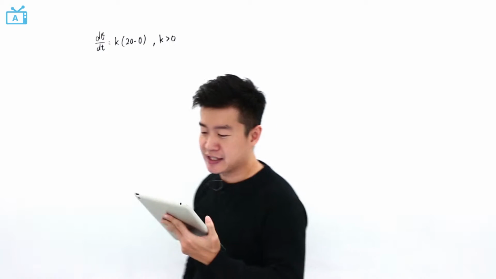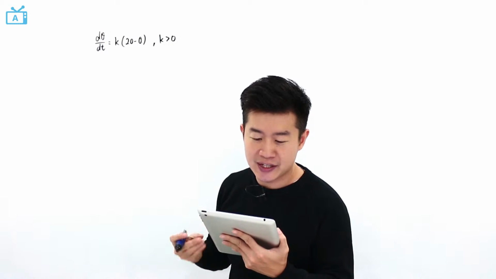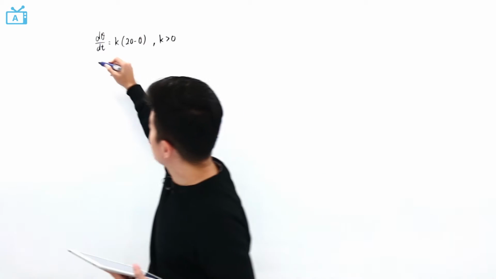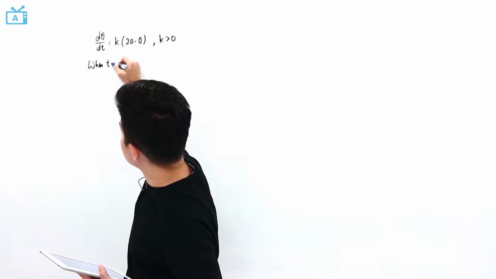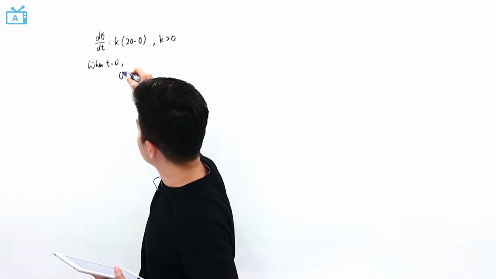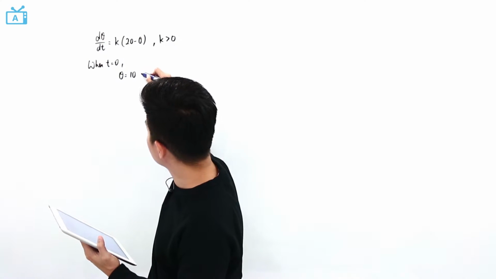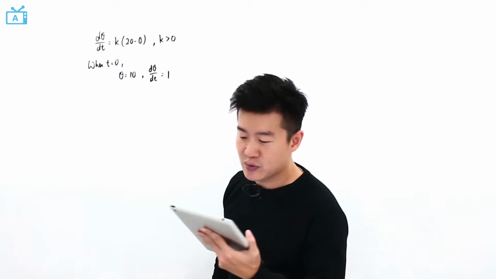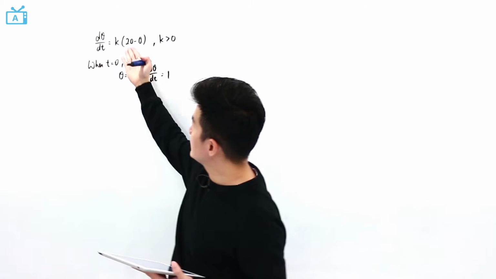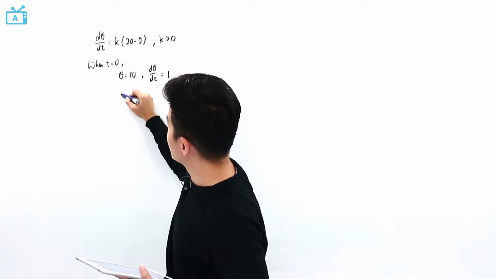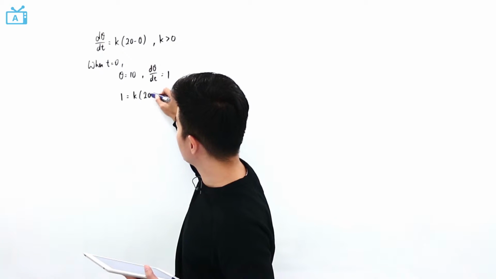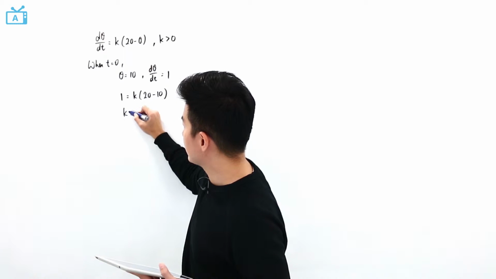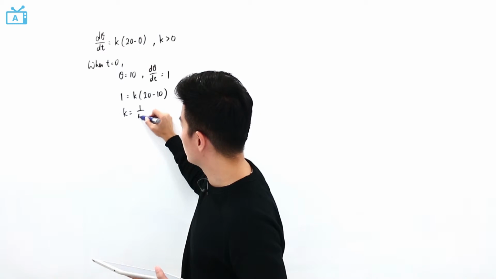The question also told us that initially the temperature of the liquid is 10 degrees Celsius and the rate of increase is 1 degree Celsius per minute. Which means that initially, that is when t is equal to 0, theta is given to us as 10 degrees Celsius and d theta dt is given to us as 1 degree Celsius per minute. If I were to substitute this back into here, that means 1 is equal to k of 20 minus theta. Theta is equal to 10, which means that k over here is going to be equal to 1 over 10.